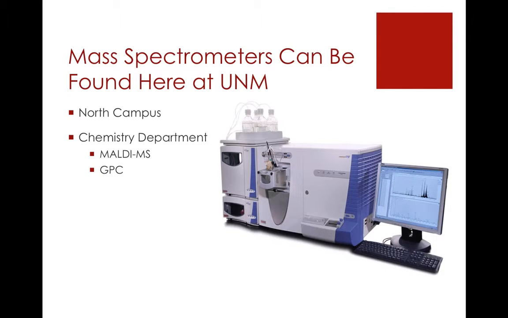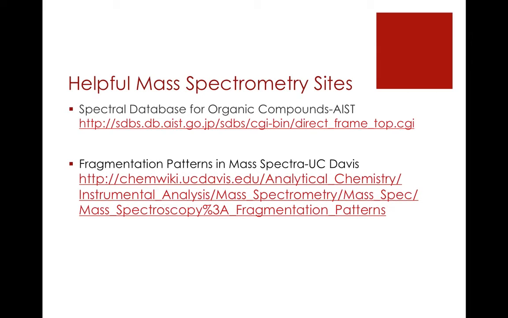Mass spectrometers can be found here at UNM on North Campus and in the chemistry department. The chemistry department has the MALDI, MS, and the GPC. Software can be used to analyze your peaks, as well as the spectral database for organic compounds, where you can search for mass spectra of your polymer assigned in class, and you can also learn more about fragmentation patterns in mass spectra from the ChemWiki by UC Davis.